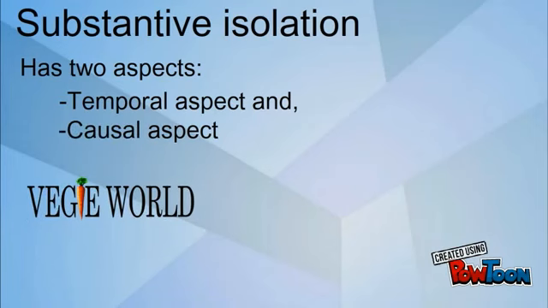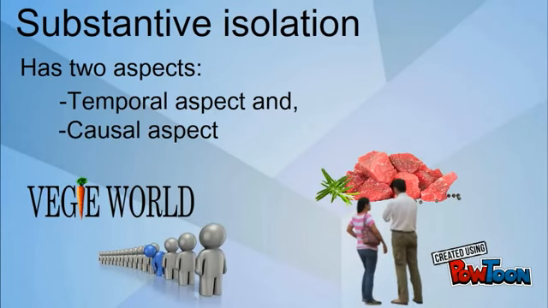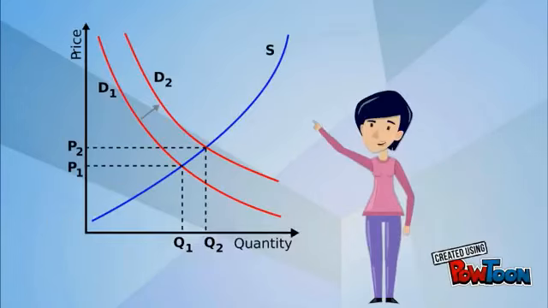Substantive isolation. This isolation has two aspects, temporal aspect and causal aspect. An example would be if vegetarianism spread, then the demand for beef would decrease, while the demand for veggies would increase. A consumer is purchasing a normal good at demand D1.